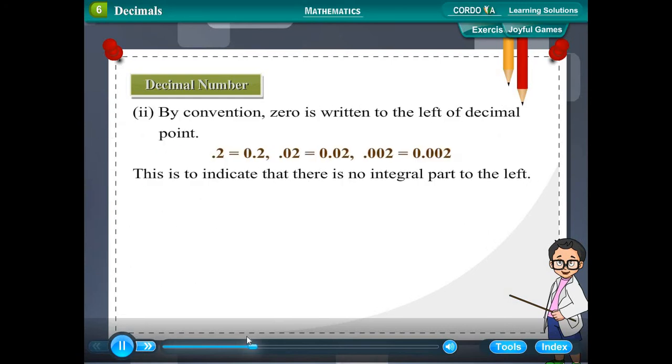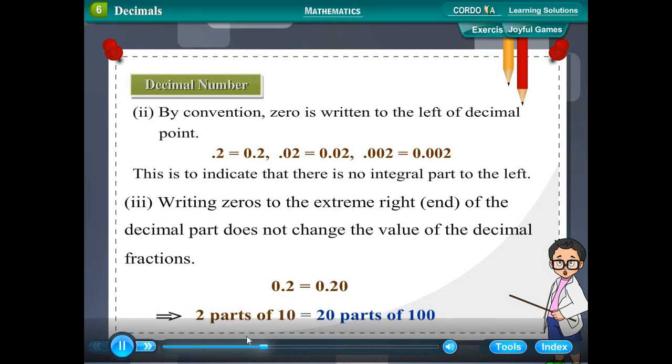By convention, 0 is written to the left of decimal point. So .2 is written as 0.2, .02 is written as 0.02, and .002 is written as 0.002. This is to indicate that there is no integral part to the left.